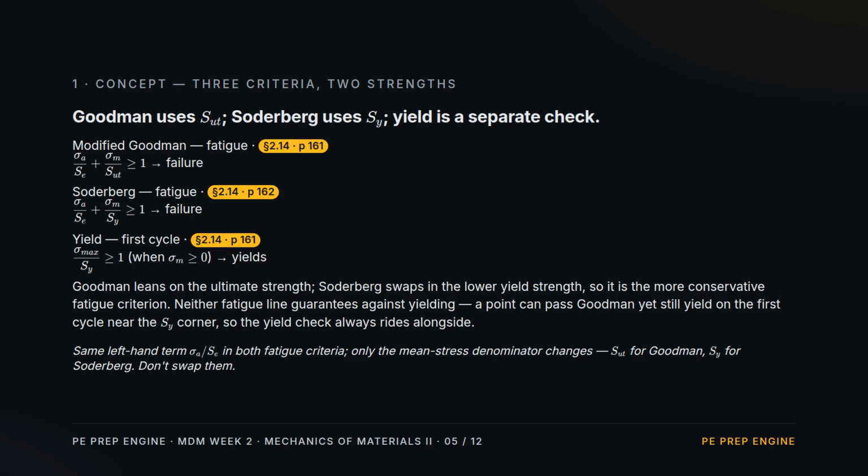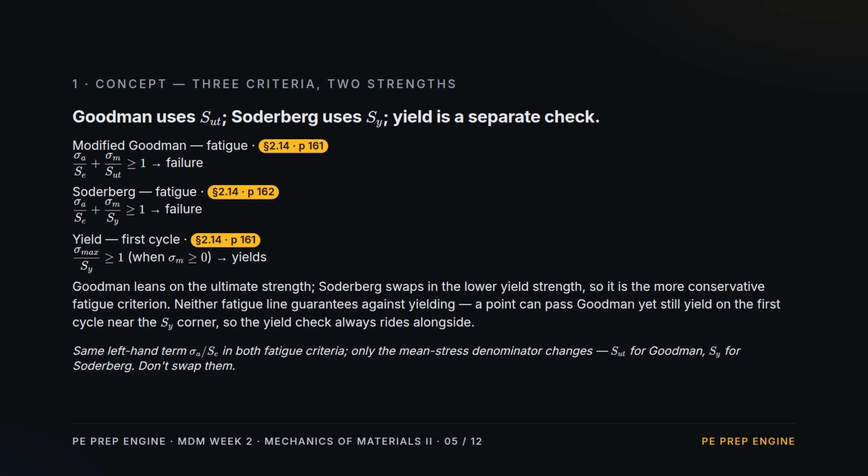Concept 3. Three criteria on two strengths. Modified Goodman sums the alternating stress over the endurance limit plus the mean stress over the ultimate. Reach 1, and fatigue fails. Soderberg is identical, but divides the mean by the yield strength instead, a smaller number, so it's the more conservative line. And neither fatigue check catches first cycle yielding, so a separate yield check compares the peak stress against the yield strength. Near the yield corner, a part can pass Goodman and still yield, which is why both always run together.